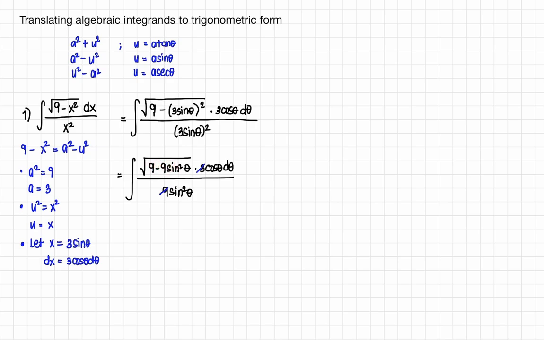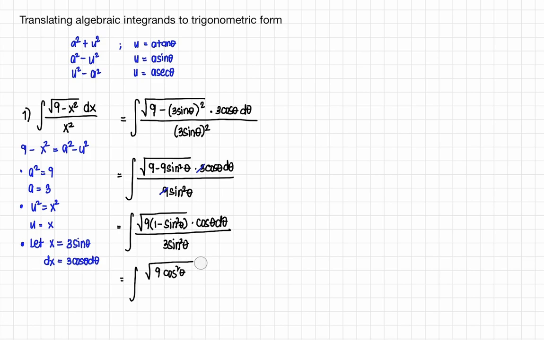And then under the radical sign, we can factor out 9. So integral of the square root of 9 times 1 minus sine squared theta. We're doing this step by step so that you can see clearly how it's done. Cosine of theta d theta over 3 sine squared theta. Under the radical sign, we have 1 minus sine squared theta. But what is 1 minus sine squared theta equal to? That is equal to cosine squared of theta. And then cosine theta d theta over 3 sine squared of theta.